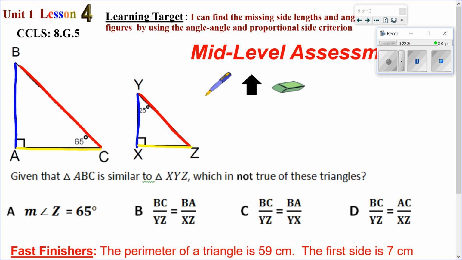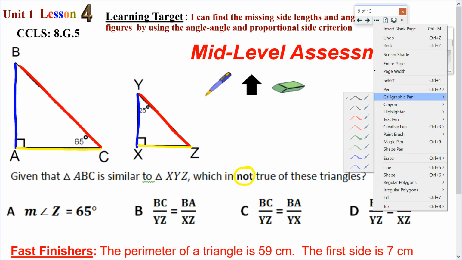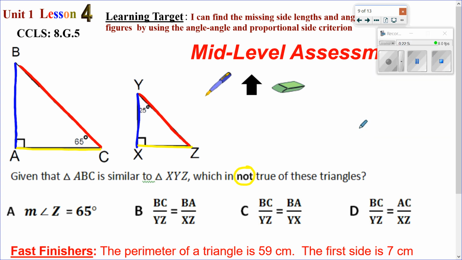Given that triangle ABC is similar to triangle XYZ, which is not true, you have to circle the word not. Because if you don't, you will forget about it and you'll pick the ones that are true and you're not answering the question. Which is not true of these triangles? So looking at my colored sides, that should help you. The measure of angle Z is 65. Since we know they're similar, corresponding angles are congruent or equal in measure. The little box means that it's a right angle, so it's 90 degrees.